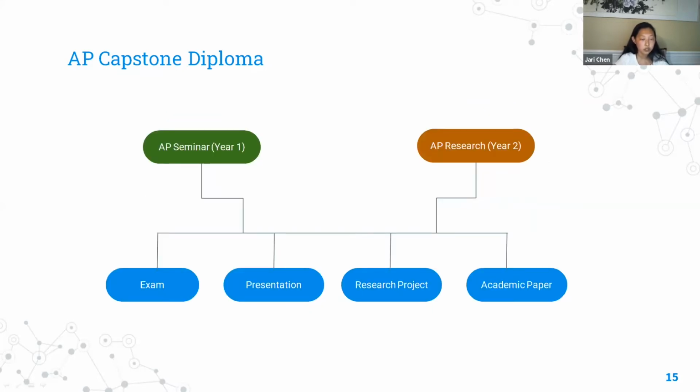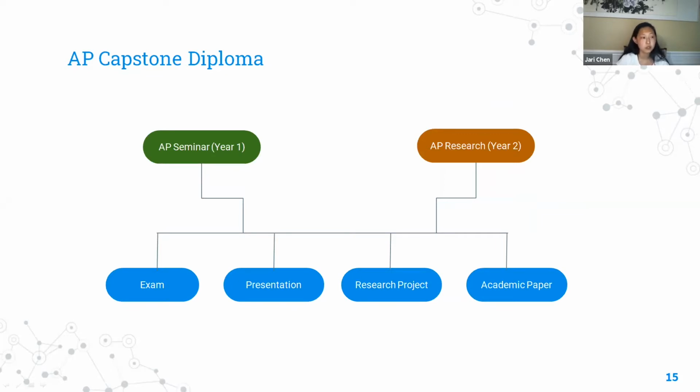So here you can see what is included inside of the AP Seminar and Research class. Of course you have your exam, but you also have a research project, which you need to do a presentation and an academic paper on. This research project can be about anything that you would like, but it has to be different from AP Seminar to AP Research. So you have to do this research project in both of these years.